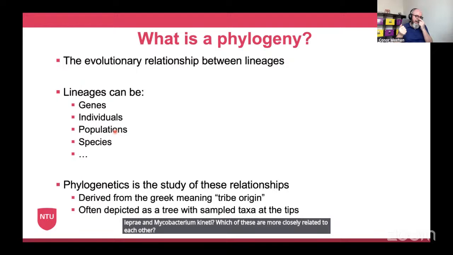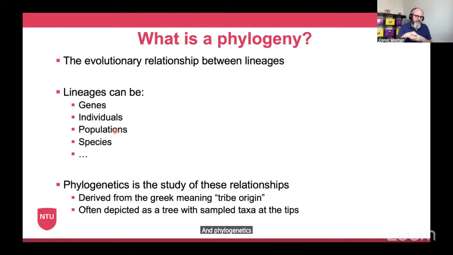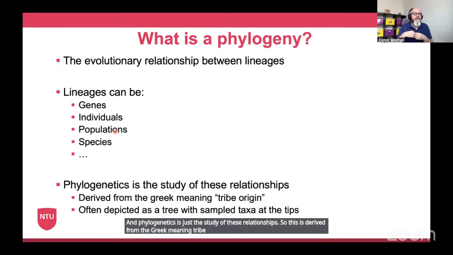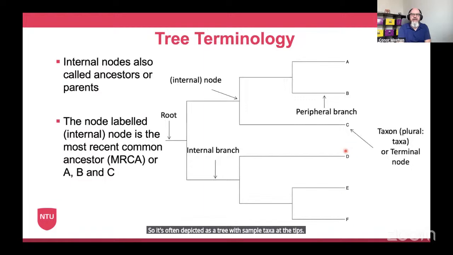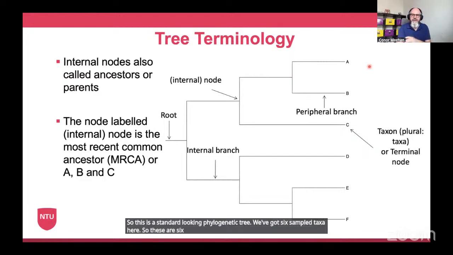And phylogenetics is just the study of these relationships. This is derived from the Greek meaning tribe origin. Actually, phylogenetics doesn't necessarily mean it has to be done on genetic material. They just come from the same word origin. So it's often depicted as a tree with sample taxa at the tips. So this is a standard looking phylogenetic tree. We've got 6 sampled taxa here. So these are 6 maybe MTB samples that I took from different patients.